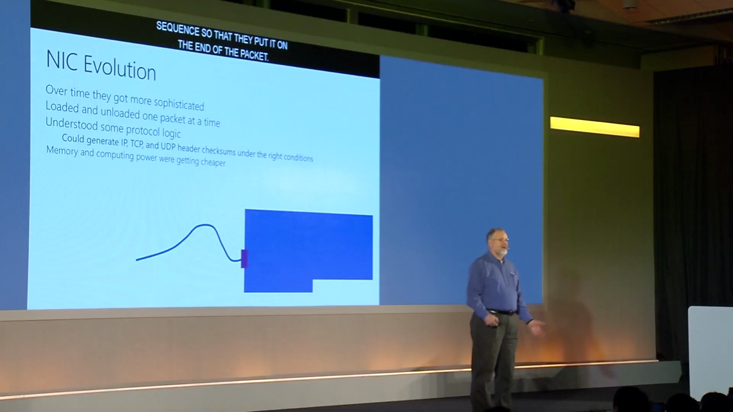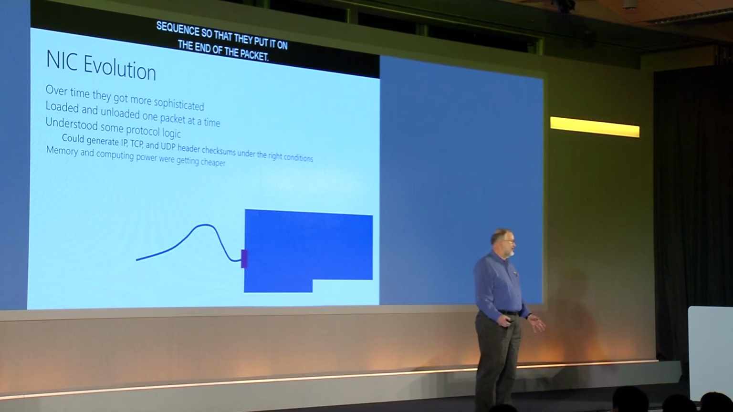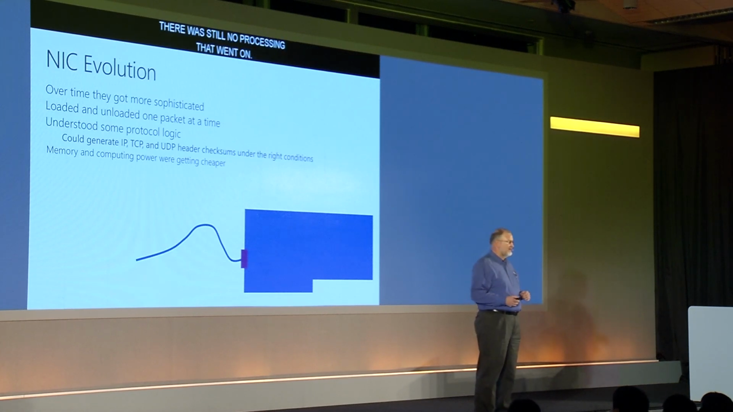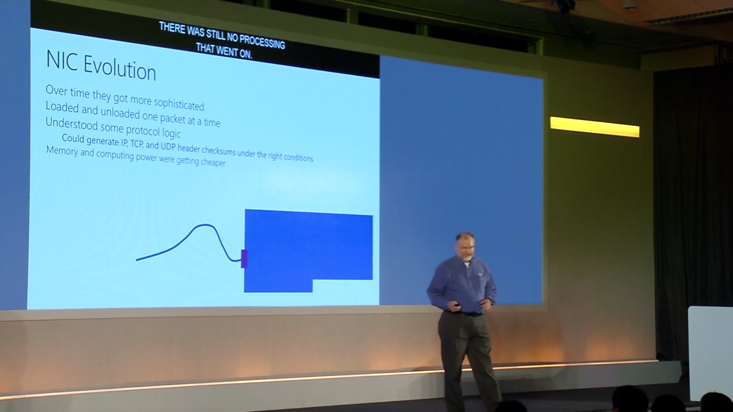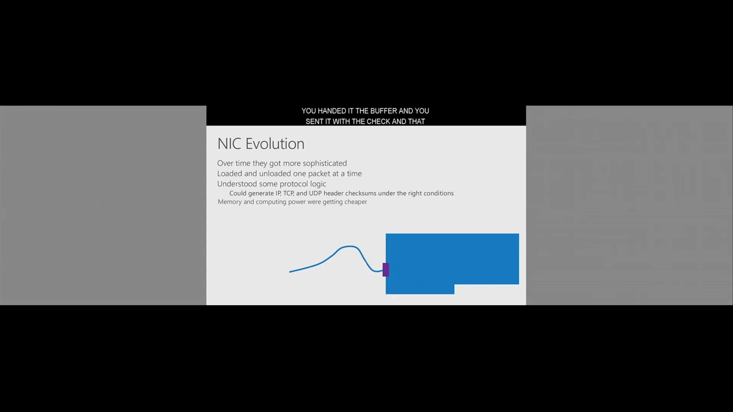But they got a little more sophisticated, and pretty soon we weren't just loading 1 buffer in, 1 byte in, and 1 byte out. We started loading 1 packet in and 1 packet out. But there was still no processing that went on in the NIC. Everything had to be done in software, and you handed it the buffer, and it sent it with the FCS check, and that was all that happened. Some of them at that point began to say, oh, I can do the header checksum, and we started taking advantage of that.